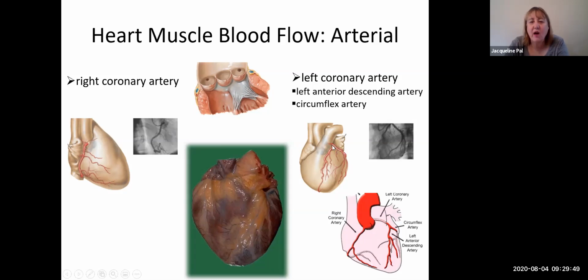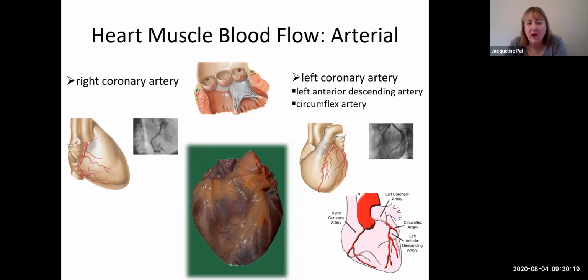And we will have one blood vessel which continues down in the groove between the two ventricles all the way to the apex of the heart. And that is going to be called the left anterior descending artery. So the name kind of makes sense. And then the other blood vessel goes around the outside of the left side of the heart to the back side of the heart. That is called the circumflex artery.